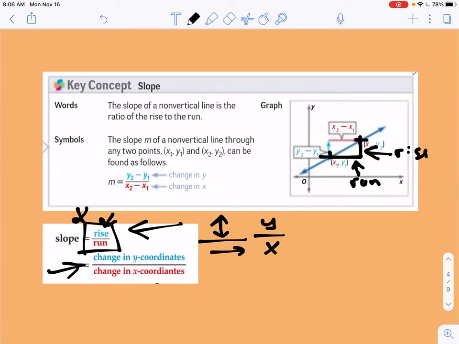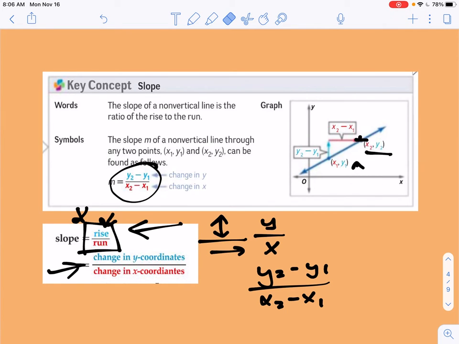That's where this formula comes into play. If you get good with using the formula, then you don't have to draw these pictures, right? And we want to get away from needing pictures to do this because we can do it a lot quicker if we just know the formula. So the way they write the formula is y2 minus y1 over x2 minus x1. And I'm going to erase this so you can see this a little better.